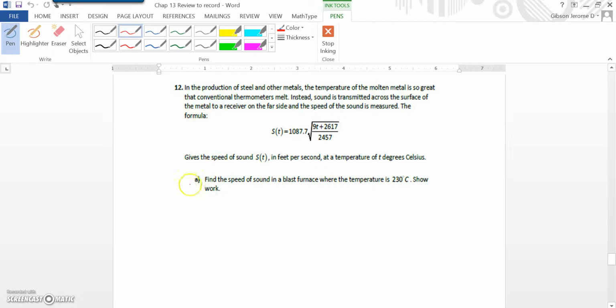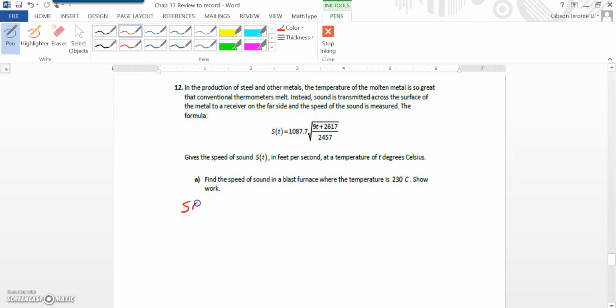Okay, class, picking up where we left off, we were on 12A. It says, find the speed of sound in a blast furnace where the temperature is 230 degrees Celsius. Show your work. Okay, so now this is what we need to do. We will substitute in 230 for T.